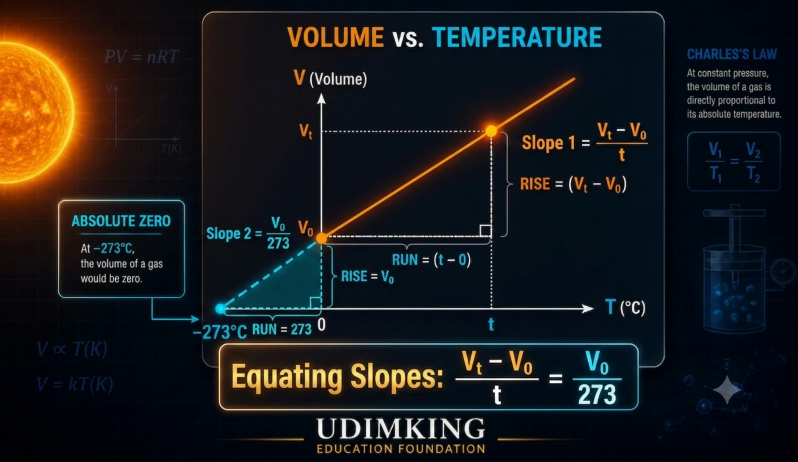Now, because it is a perfectly straight line, its slope is identical everywhere. Let us calculate the slope a second time, using our backward path from absolute zero up to our freezing point. The rise in volume from 0 to V0 is simply V0, and the run in temperature from minus 273 up to 0 is exactly 273. So, our second slope is V0 over 273.